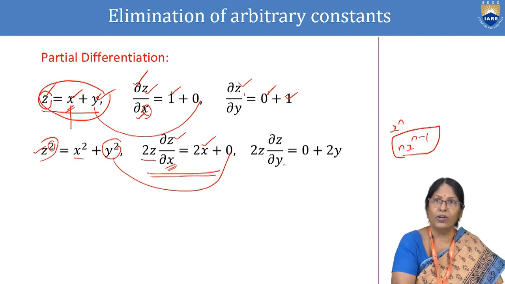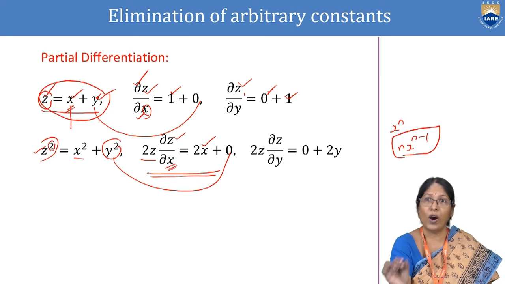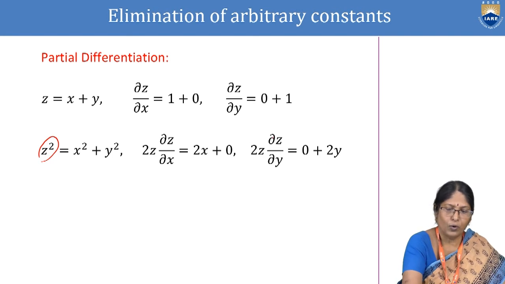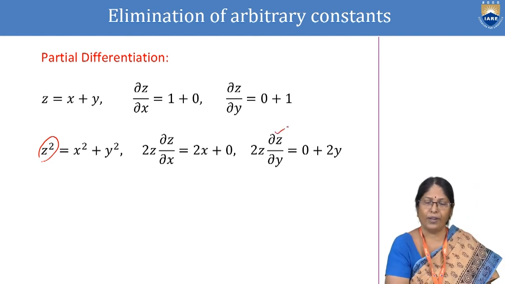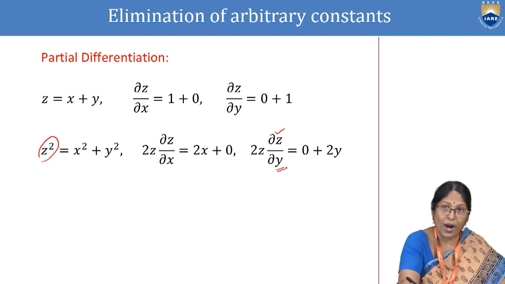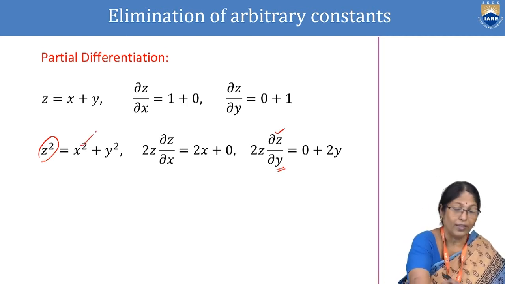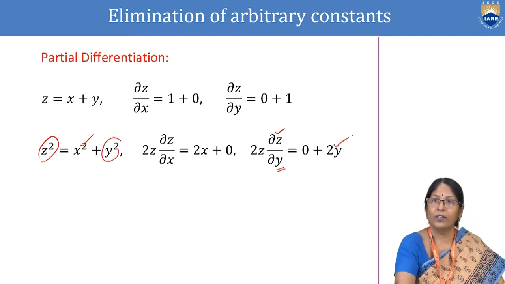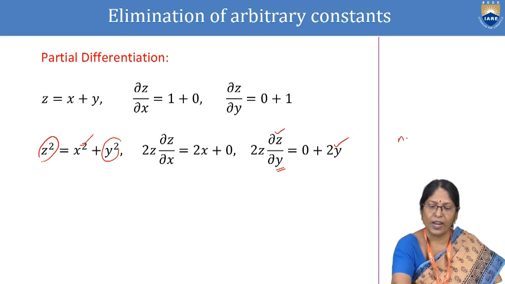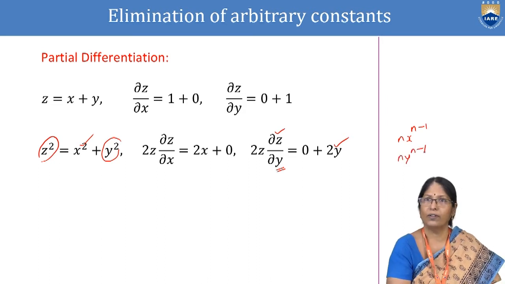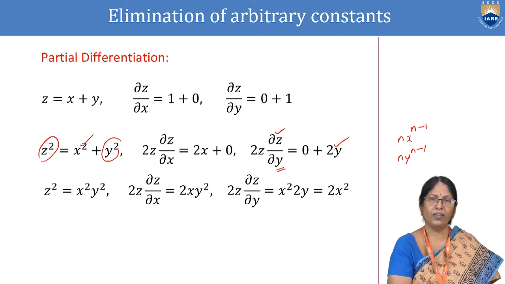Now we will do it partially with respect to y. Fine. So z square gives 2z dou z by dou y. We are doing it partially with respect to y, then x is 0. The derivative of y square is 2y, because the formula we know is n into y power n minus 1. One more example we will see.